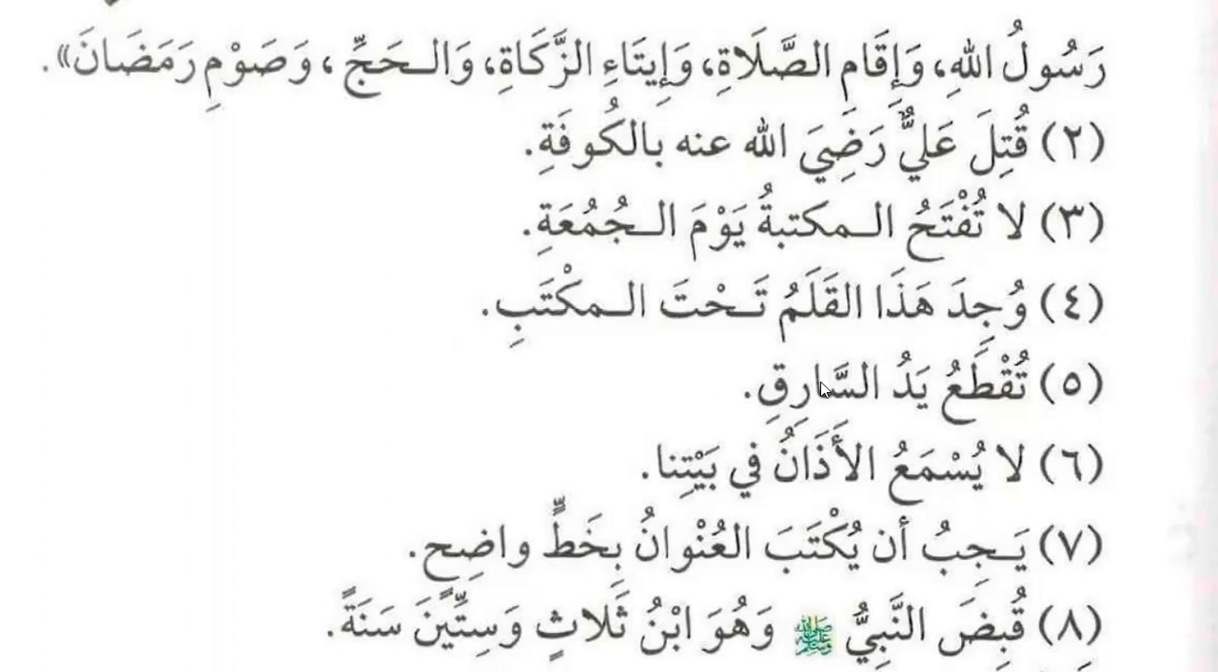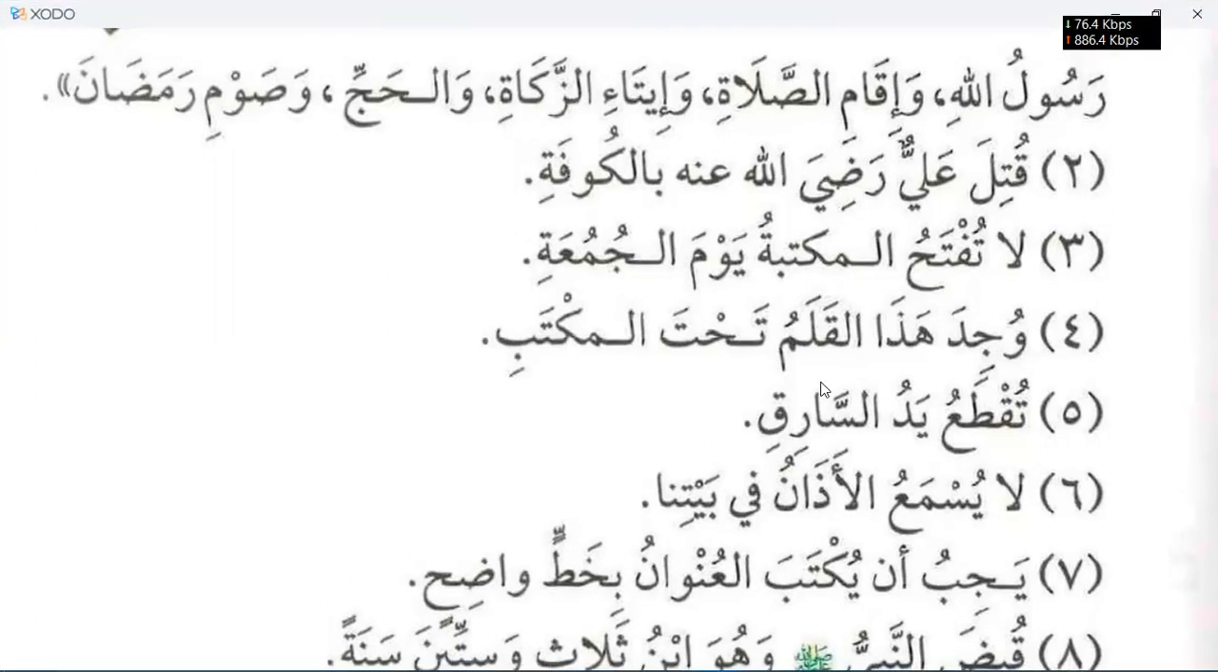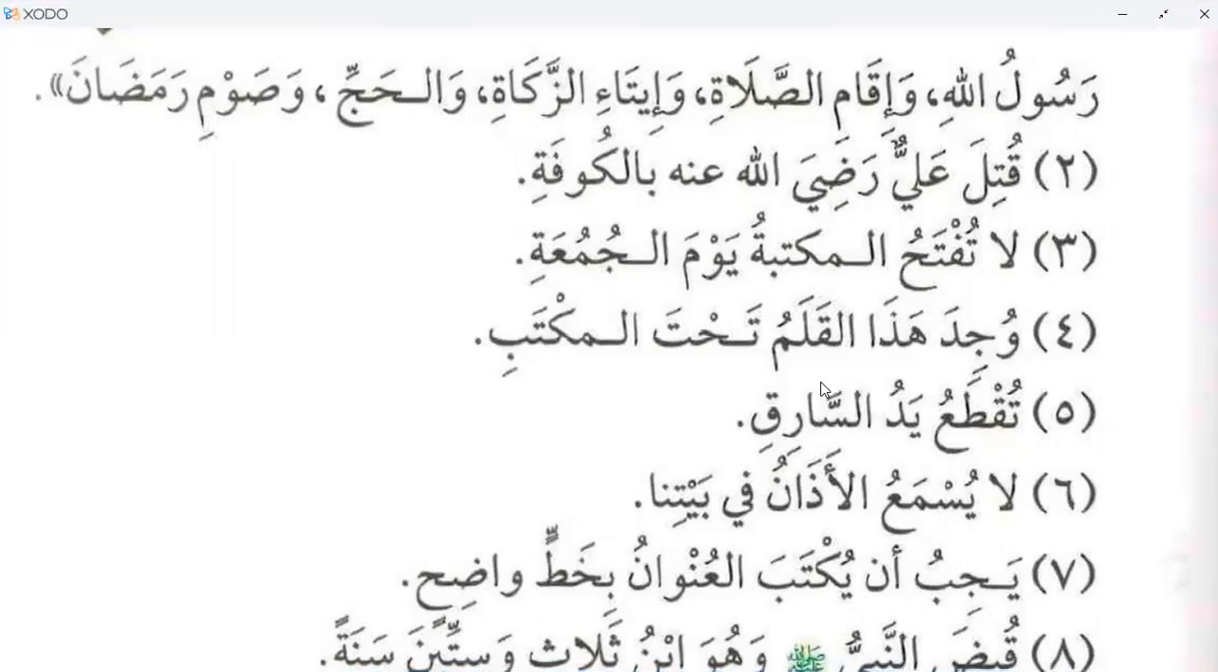What's the meaning of this city? Kufa is the name of a place. Ali was killed in Kufa. In Kufa, okay.